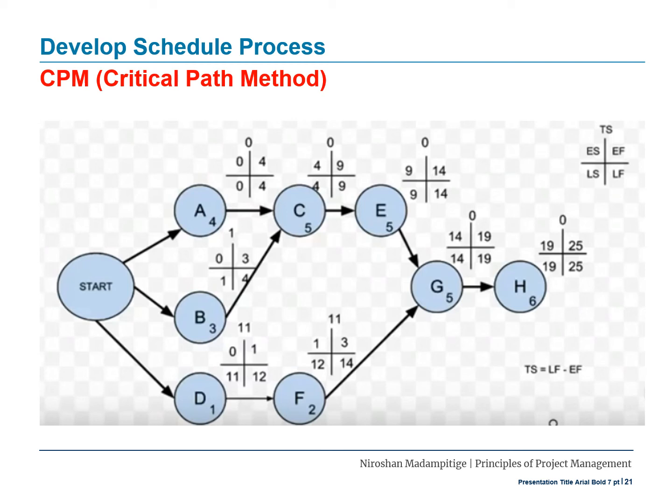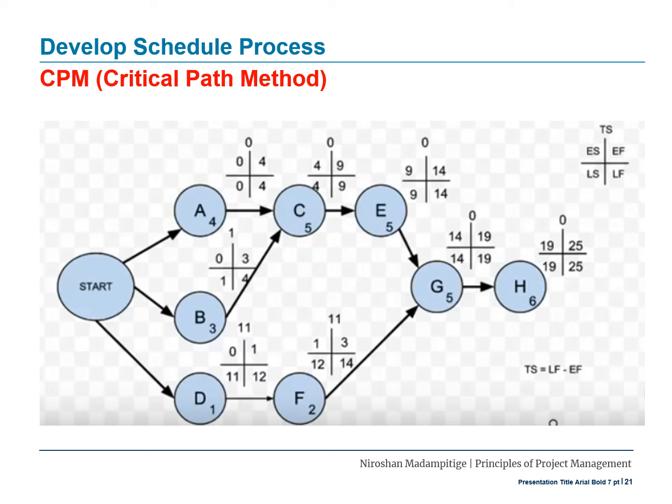Late finish minus early finish. What are we trying to calculate? Total float or total slack time. Yes? Yeah, so let's calculate this. What is the late finish here? 4. What is the early finish? 4. 4 minus 4 is 0.